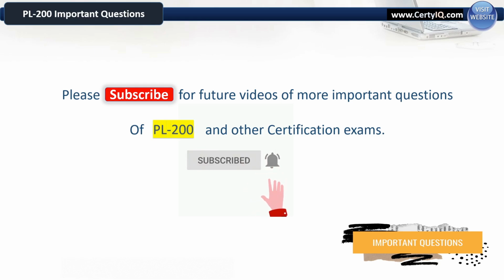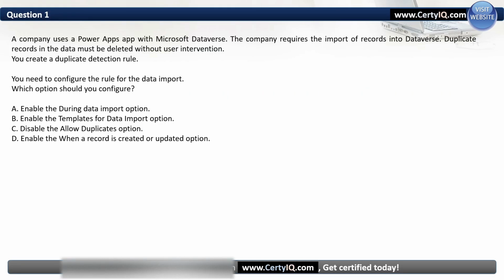To the questions. Question 1. A company uses a Power Apps app with Microsoft Dataverse. The company requires the import of records into Dataverse. Duplicate records in the data must be deleted without user intervention. You create a duplicate detection rule. You need to configure the rule for the data import. Which option should you configure?